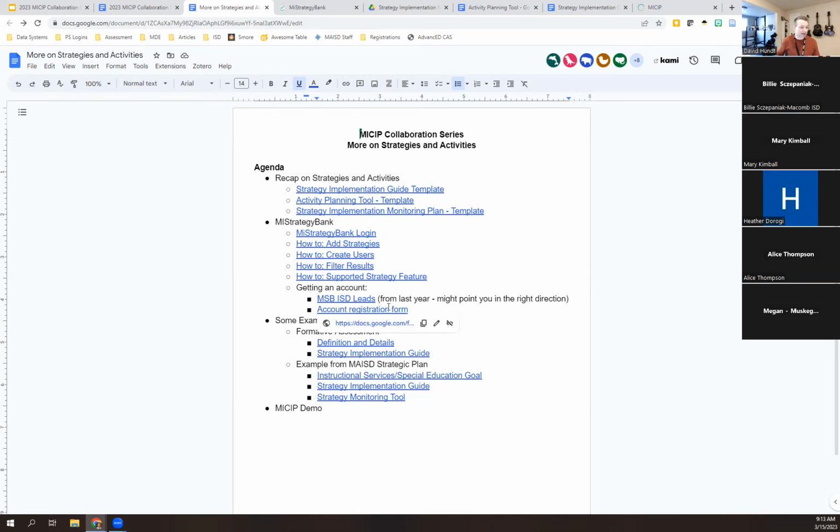And then this account registration form, that's how to get that level of user. Usually somebody at your ISD would fill that out, and then they're able to give those to other people.